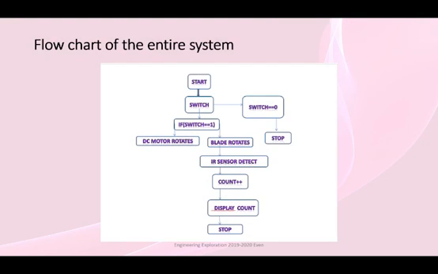Flowchart. We have a switch. If we turn it on, the DC motor attached to the screw feeder starts rotating, and the other motor attached to the blade starts rotating. The IR sensor detects the presence of the dough, and the LCD display displays the number of count. If the switch is off, there is no operation taking place.